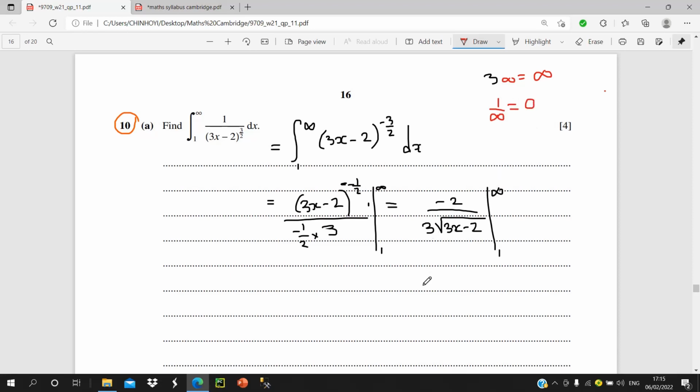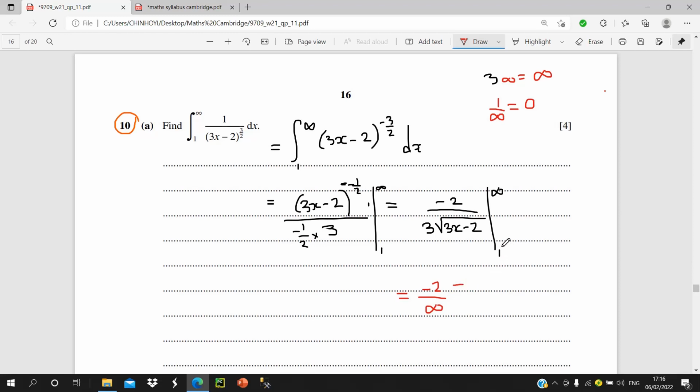So let's substitute infinity, the upper limit. It will be minus 2 over, like what I was saying, if you put infinity here, 3 times infinity is infinity, and if you subtract a certain number, it's still infinity. Square root of infinity is infinity, times 3 is infinity. So we will have infinity here.